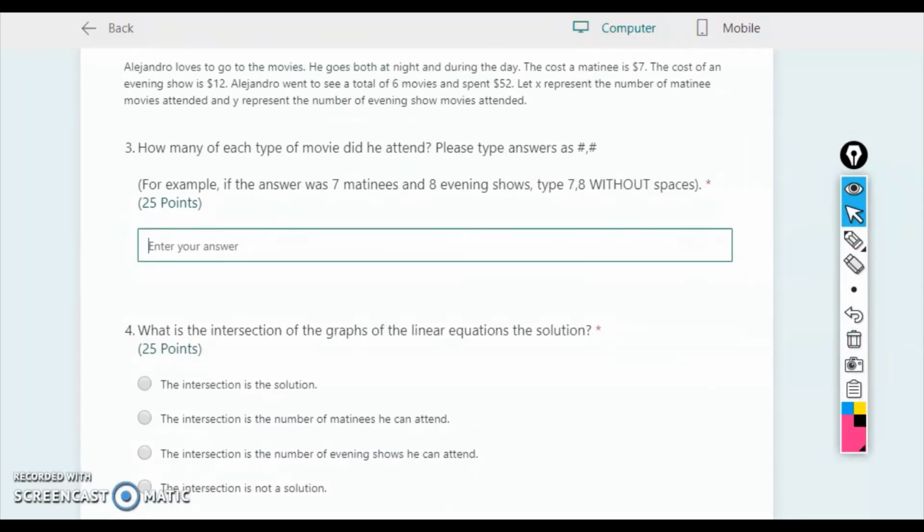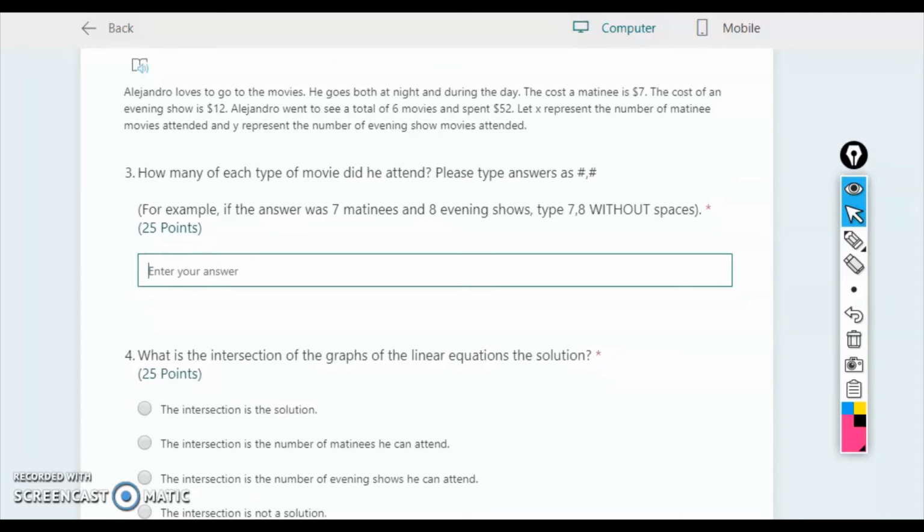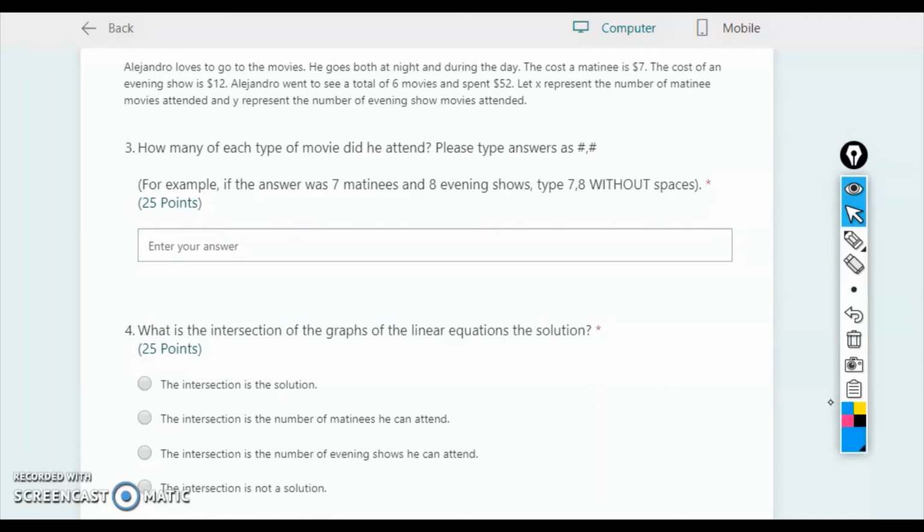Next problem. Alejandro loves to go to the movies. He goes both at night and during the day. Cost of a matinee, which is early in the day, is $7. The cost of an evening show is $12. Alejandro went to see a total of 6 movies and spent $52. So let's go ahead and set this up.